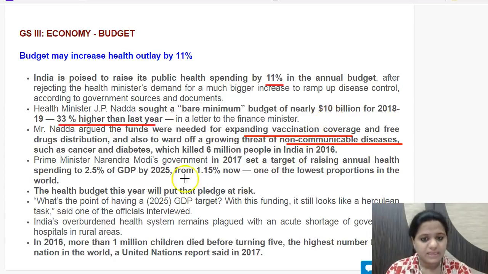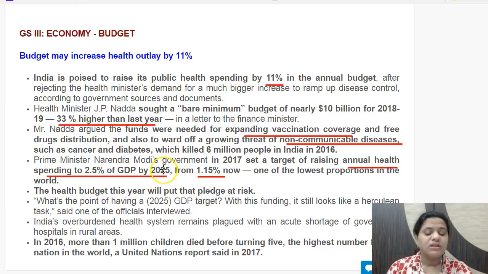So the target as such set up by the Narendra Modi government in 2017 was to raise annual health spending to 2.5% of GDP by 2025. Presently it is 1.15% of GDP. So we want to double it. But this doubling has been targeted for 2025. And the government is in power till 2019. So this is a long-term target as such which has been set.